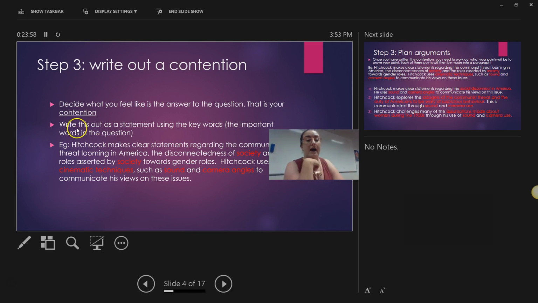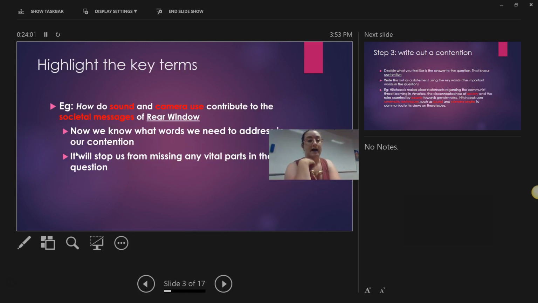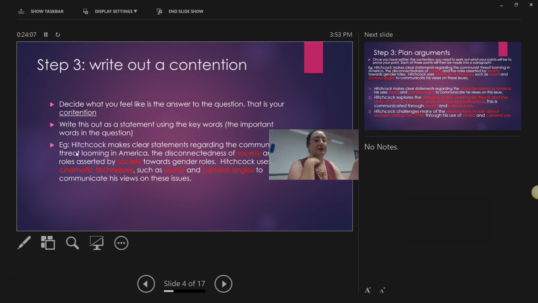So here, the question I had was how does sound and camera use contribute to societal messages? My contention, I said, was Hitchcock makes clear statements regarding the communist threat looming in America, the disconnectedness of society, and the roles asserted by society towards gender roles. Hitchcock uses cinematic techniques, such as sound and camera angles, to communicate his views on these issues. See how I'm directly using those words as much as possible, so that I know I'm answering the question, and I'm answering all of it, rather than missing something because I haven't used one of the keywords. That would be my suggestion.